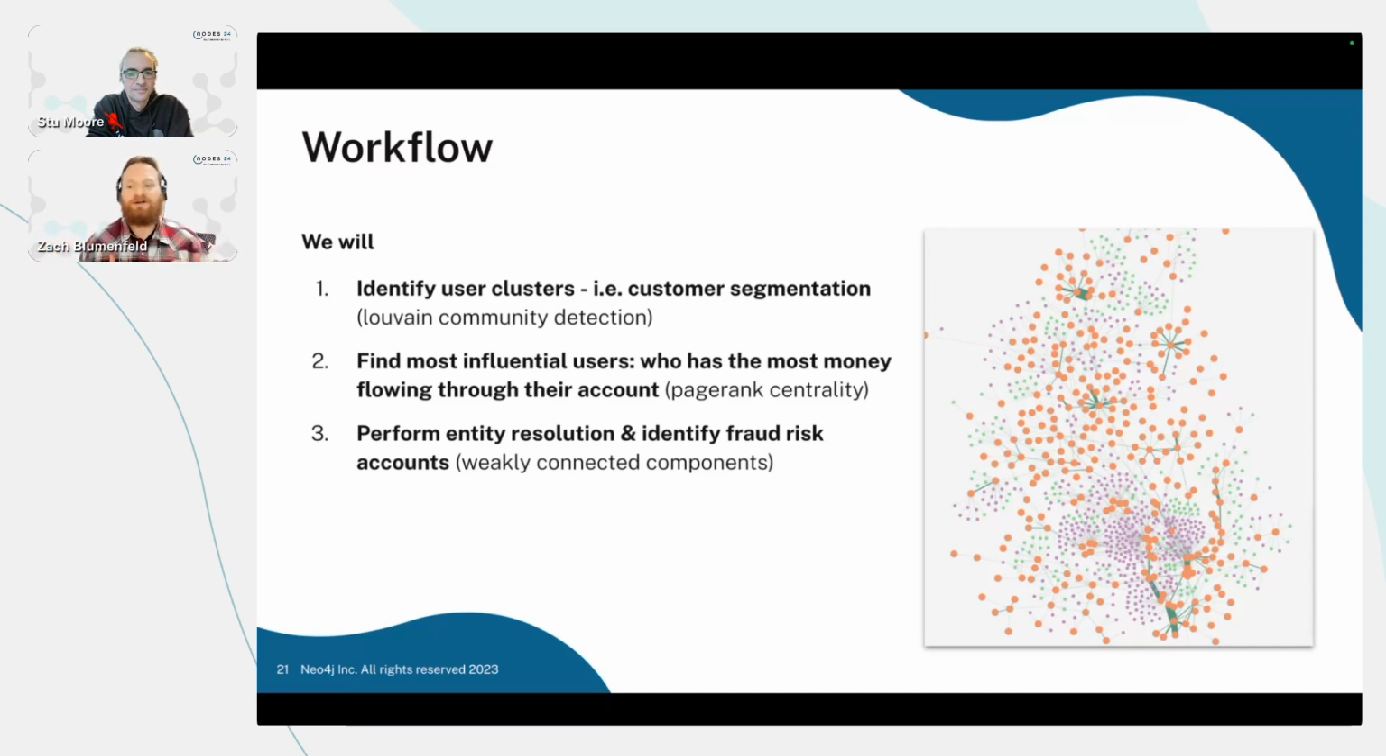And then along with that, we're going to find who are the most influential users inside of our graph. In this case, it's going to mean who has the most money flowing through their accounts, which again could be an indicator of something like fraud, but could also just be an indicator of the most influential or most active users inside of the network. And then the third thing we're going to look at is performing entity resolution and using that to identify other fraud risk accounts based on other manually identified flags from analysts that have been identified earlier in the data.